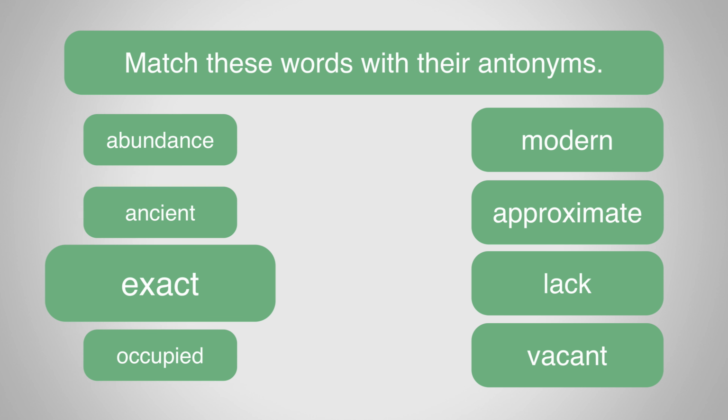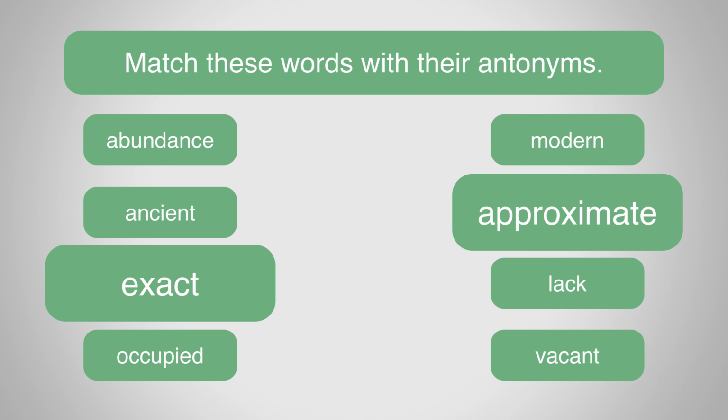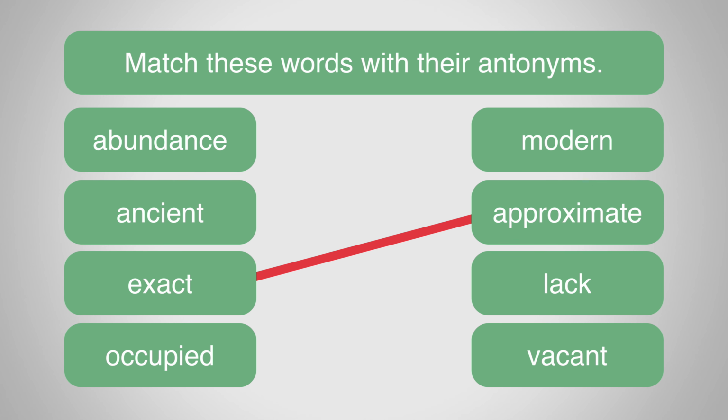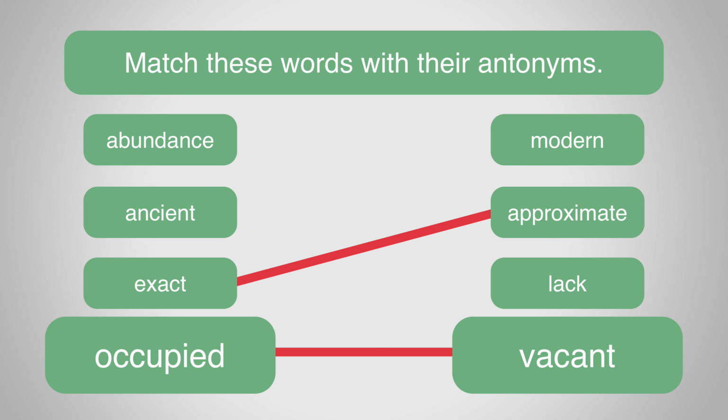Hold on, exact? If we don't need to know their exact meaning, we must only need to know the approximate meaning. So exact and approximate must be antonyms. There are another two words that you may have seen together on a sign outside a room. It's to show whether the room is in use or not. Can you spot the pair of words? Well, it's occupied and vacant.